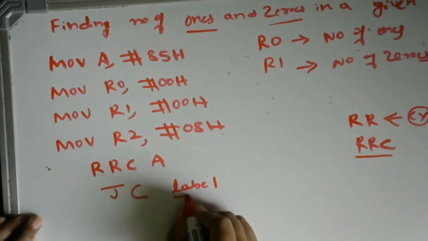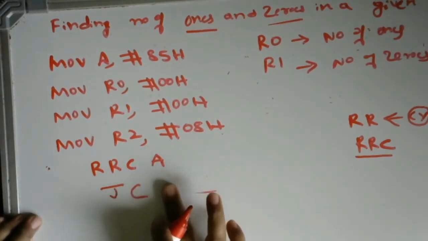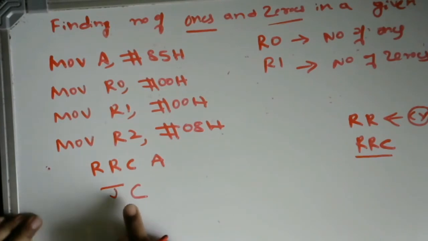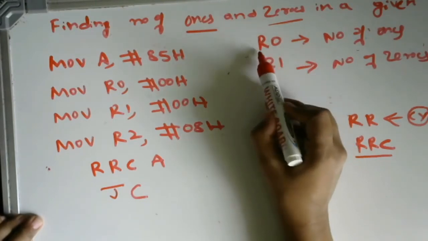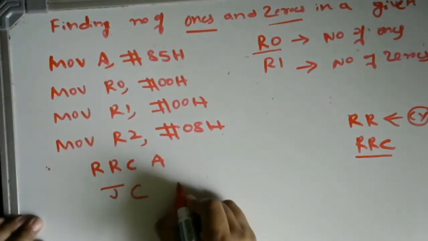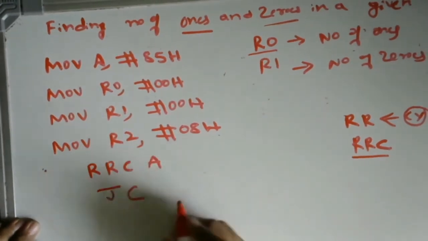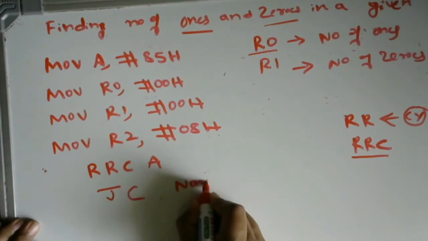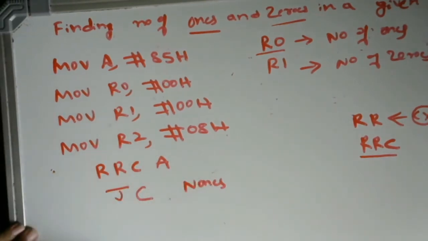This label you can give any name. So I will give it here. If the carry is generated, that is nothing but the particular bit is 1, at that time I need to store the number of ones in R0. That's why I will write here "numberofones". In the label there should not be any space. So now I'll come to this address here.